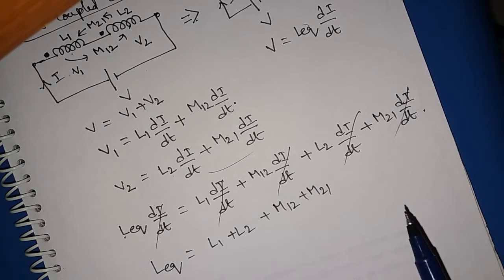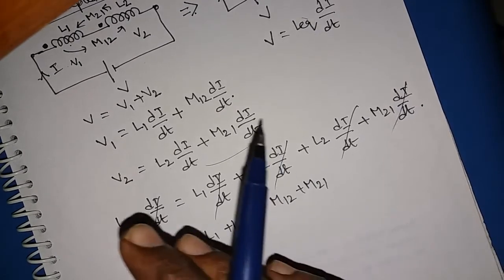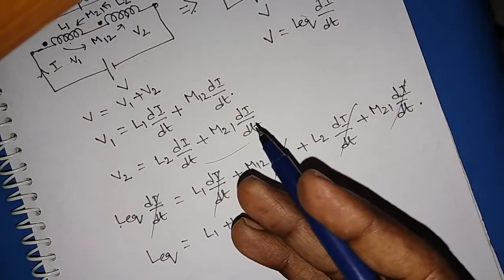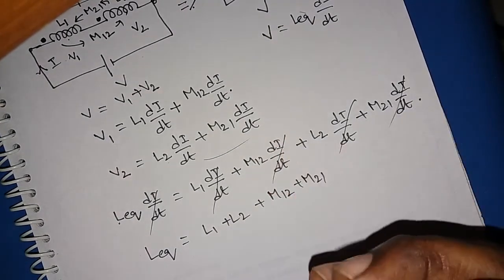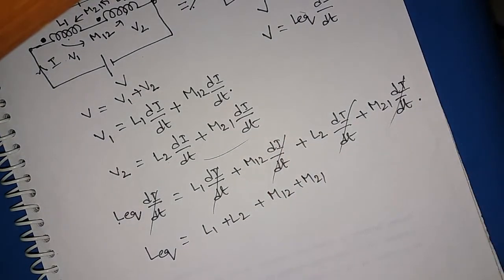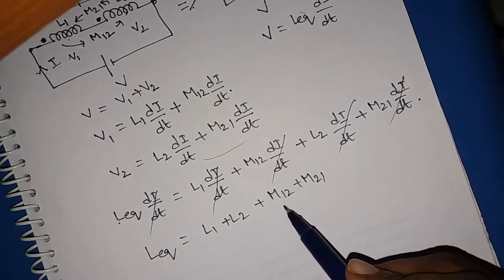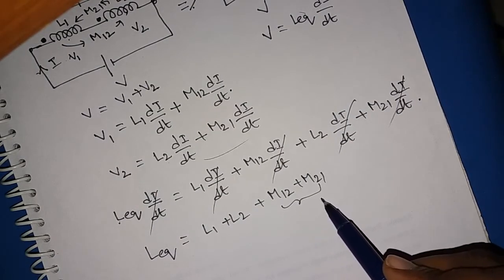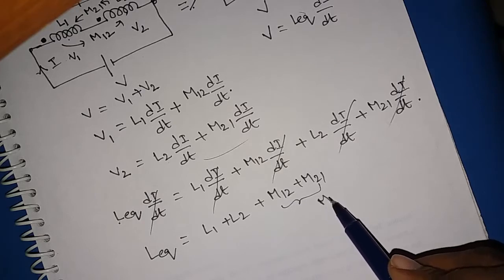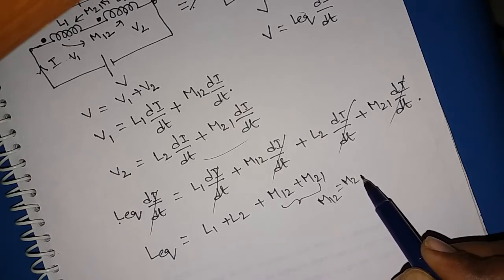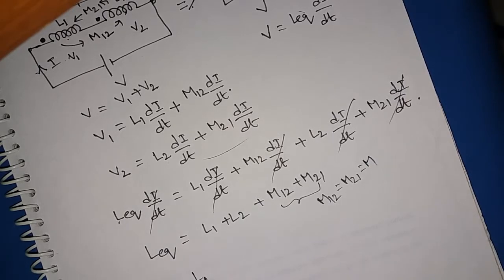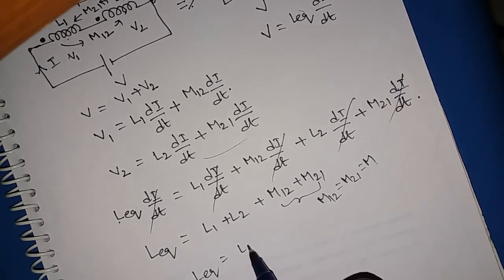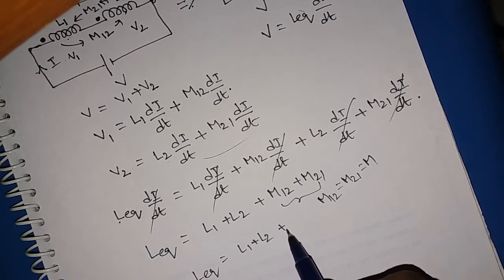And we already calculated in the previous problems and discussions that the mutual inductance between the two coils is the same. That means these two are the same. So M12 is equal to M21, let it be M. Then this will be 2M. L equivalent is equal to L1 plus L2 plus 2M.